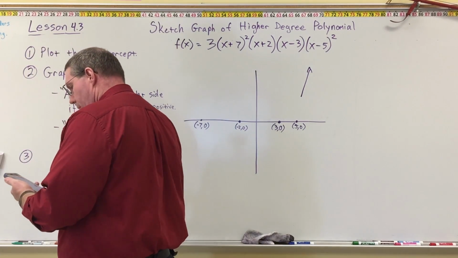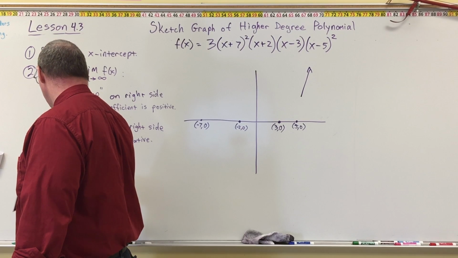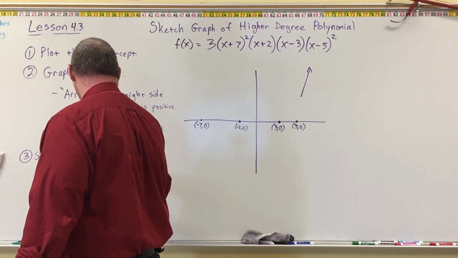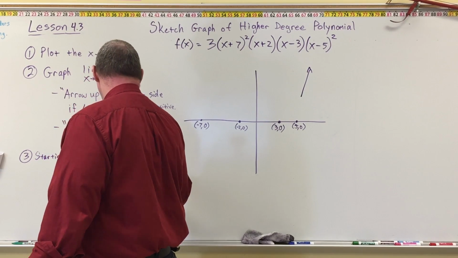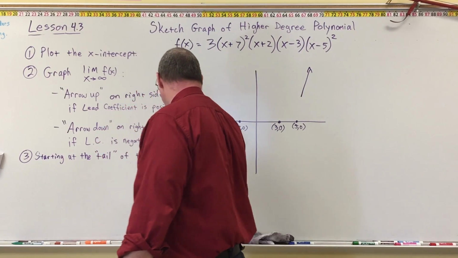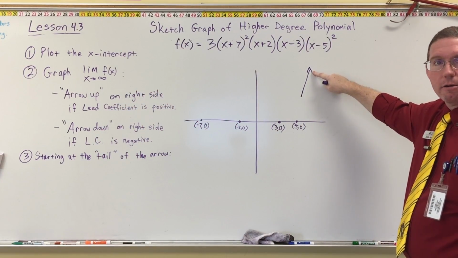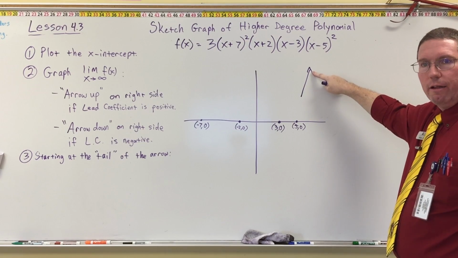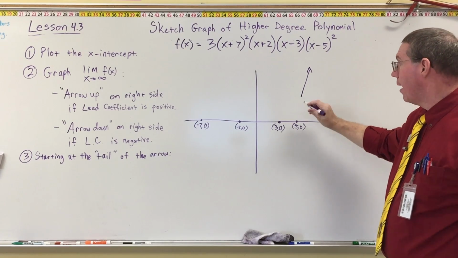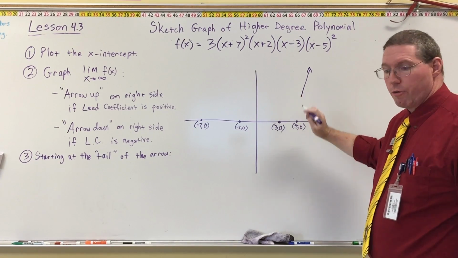All right, step 3. Starting at the tail of the arrow. We're going to call it the tail of the arrow. Now note, this is an arrowhead. So this is the head of the arrow. So where would the tail of the arrow be? It's down here. That's the tail of the arrow. Starting there, you're going to put your pencil right there. Starting there, here's what you're going to do.